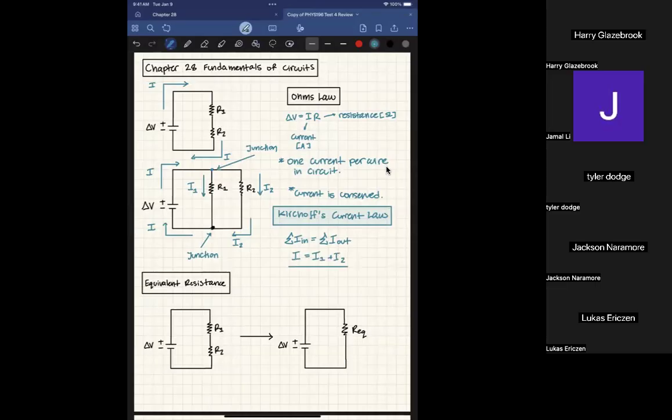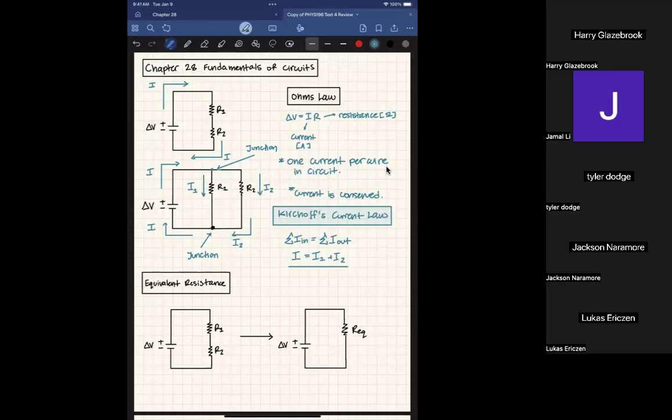Cool. So that's Ohm's law. That's generally how you want to write your currents, how you want to draw them out. Just know that when you reach a junction, your current splits, and when it splits, the current flowing in has to equal the current flowing out. As long as you keep those things in mind, you'll be all good.